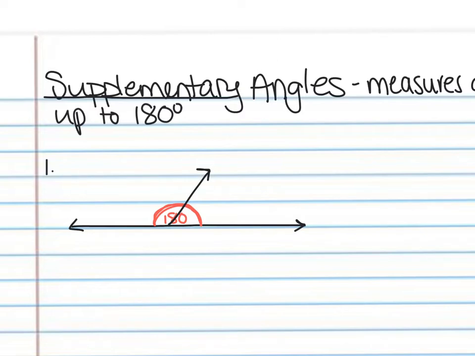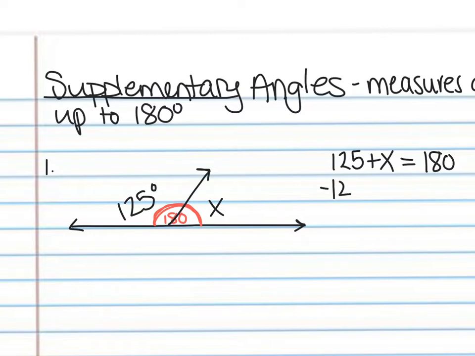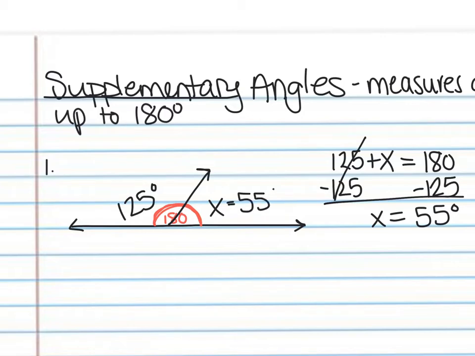So maybe this angle on this side is 125 degrees, and we need to find the angle on the right. Just like complementary angles, we can make an equation where 125, our first angle, plus our second angle x, both add up to 180. We can solve this by subtracting 125, and we get x equals 55. So I know this angle on the right is 55 degrees.